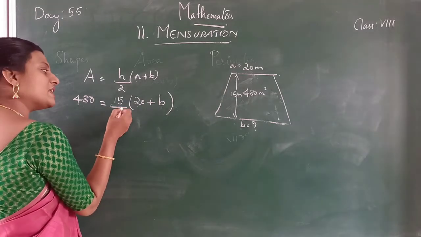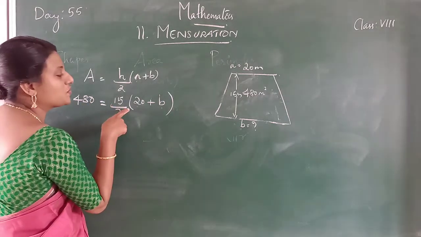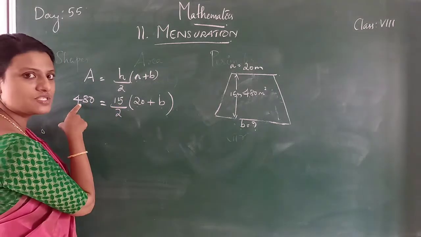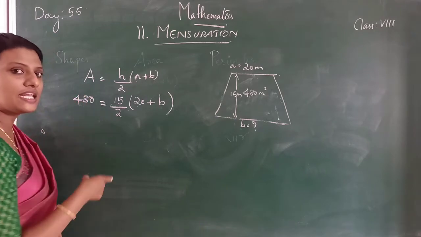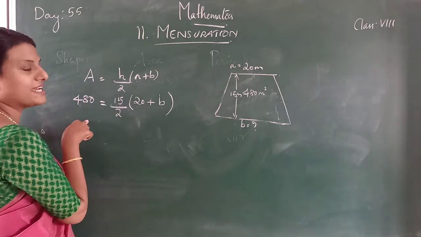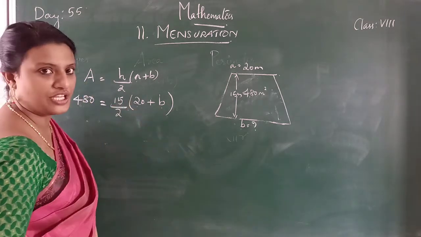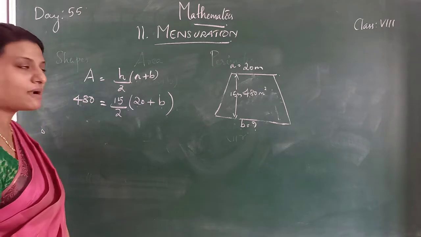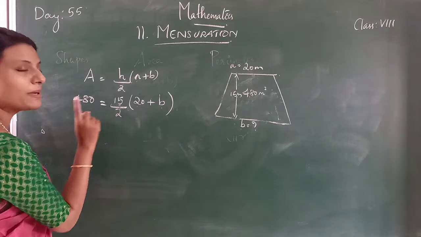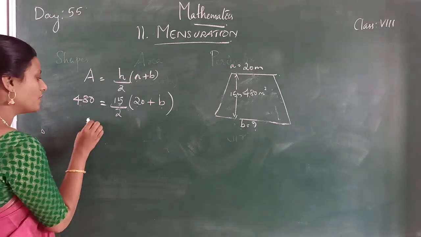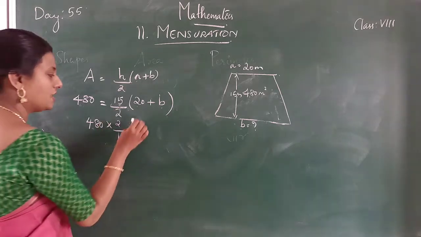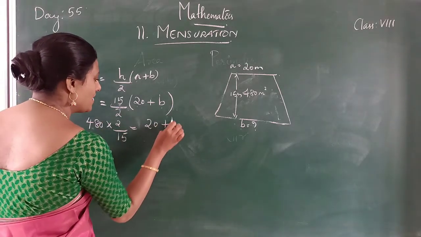We have to take this 15 by 2 to the other side. 15 by 2 is multiplied here, so when we take it to the other side it becomes divided by 15 by 2. Meaning, one shortcut method: we take the opposite, 2 by 15. So 480 into 2 by 15 is equal to 20 plus B.